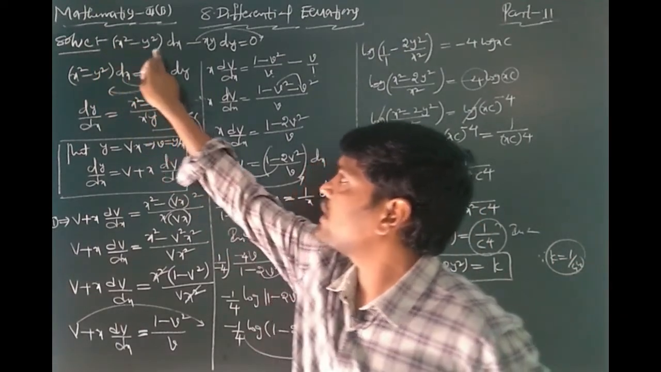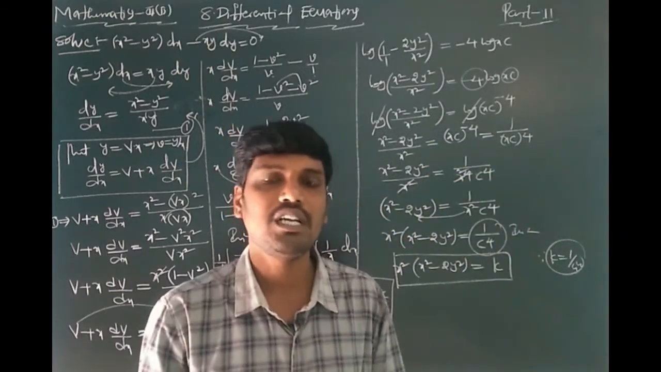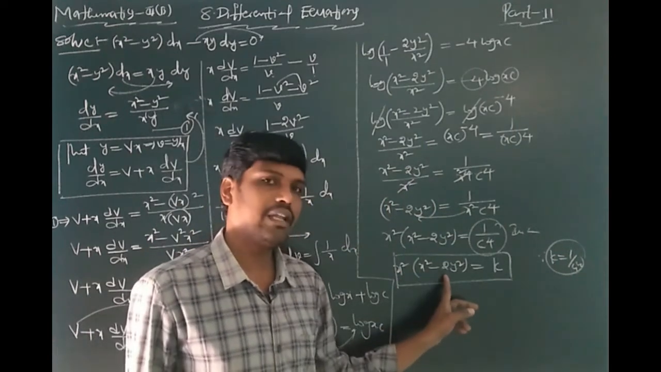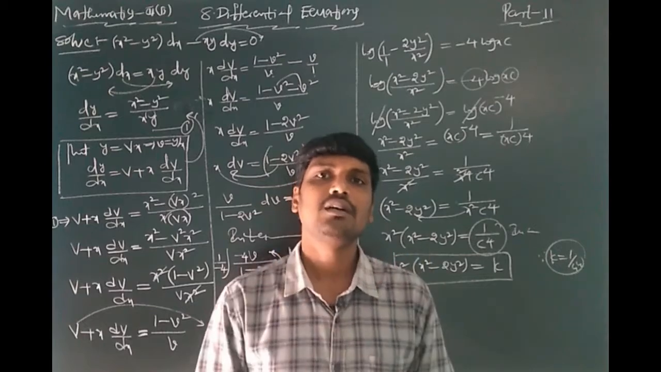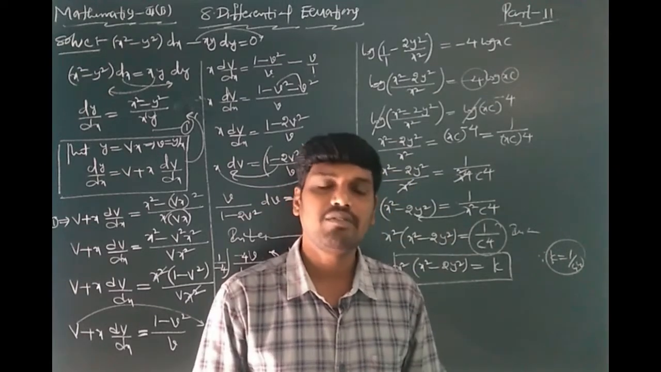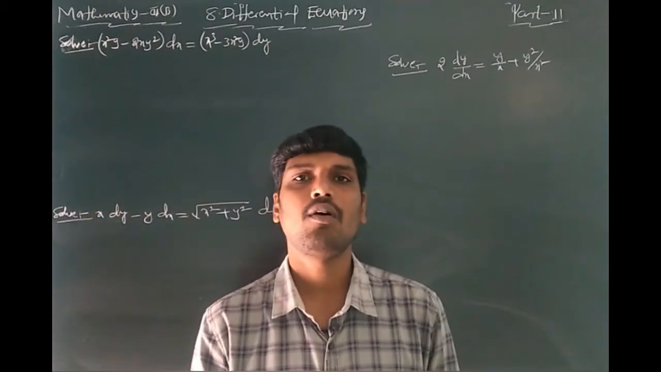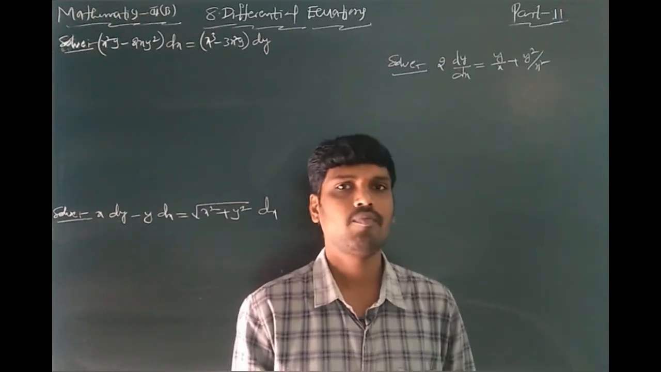This is the solution of the x square minus y square into dx minus xy into dy equal to 0 differential equation: the solution is x square into x square minus 2y square equal to k. Understood or not? In this way you can do homogeneous differential equation model problems. Today's assignment problems are homework problems in this homogeneous differential equation model.